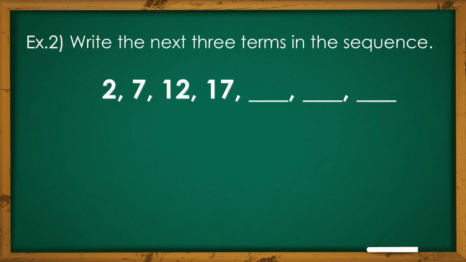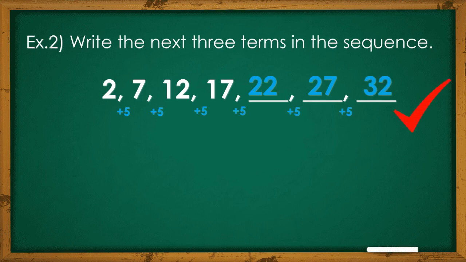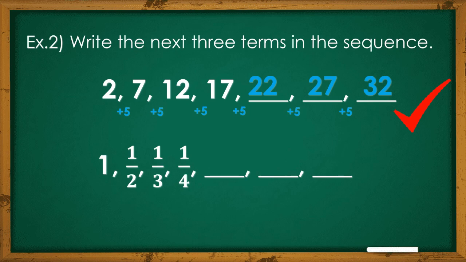Write the next 3 terms in the sequence. 2, 7, 12, 17, blank, blank, and blank. Ano kaya ang magiging 3 terms na nawawala sa ating given sequence? Tingnan natin ang pattern. Tama, by adding 5, makukuha natin ang mga susunod na terms. So mula sa 17 plus 5, we'll get 22. Plus 5 will get 27. And plus 5 will get 32. That is correct. Paano naman kaya yung susunod na example?